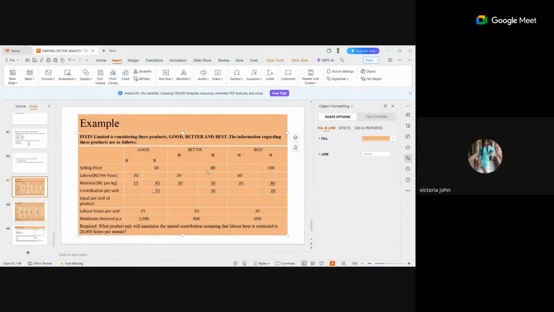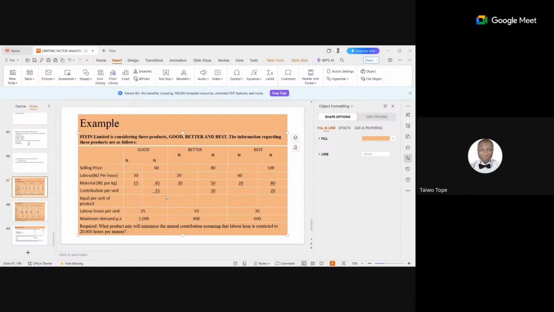We have labor hour per unit, 15 hours, 10 hours for better, and 30 hours for best. Then the maximum demand per annum is 1,000 units for good, 800 units for better, and 600 units for best. Required. What product mix will maximize the annual contribution, assuming the labor hours is restricted to 20,000 hours per annum?